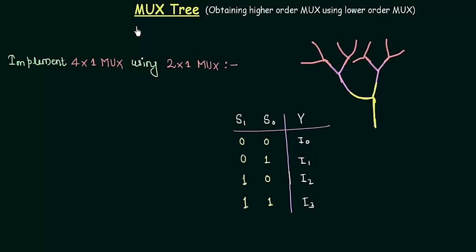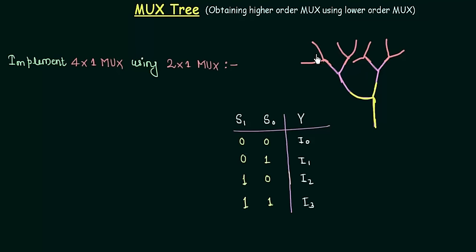In this presentation, we will study the MUX tree, which is your multiplexers tree. So what actually do we do in the MUX tree? We obtain the higher order MUX using the lower order MUX, okay? And once you have your higher order MUX using the lower order MUX, it will look something like a tree. I have made a tree here to explain what actually happens.